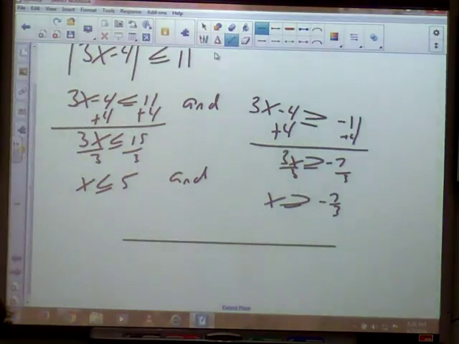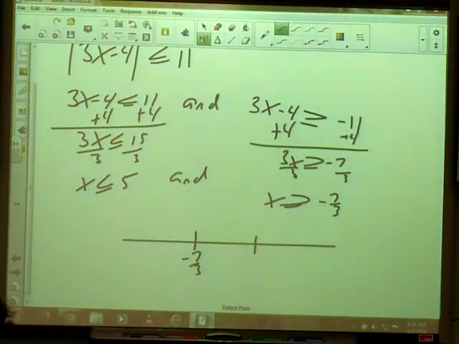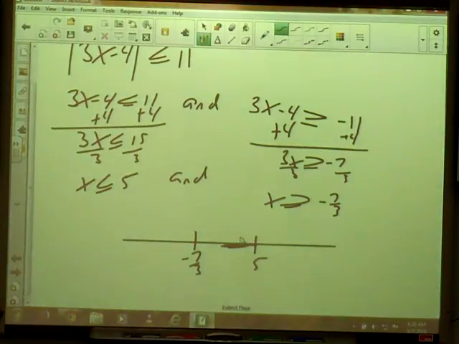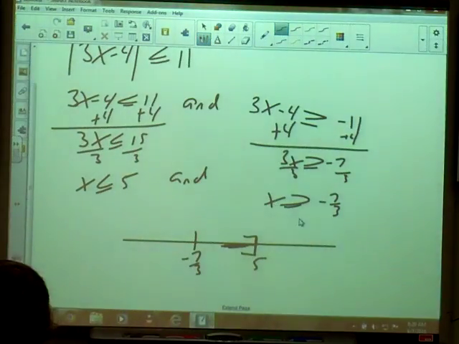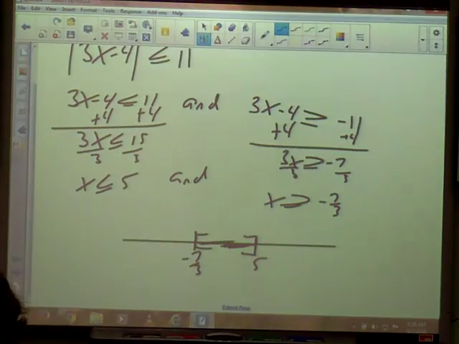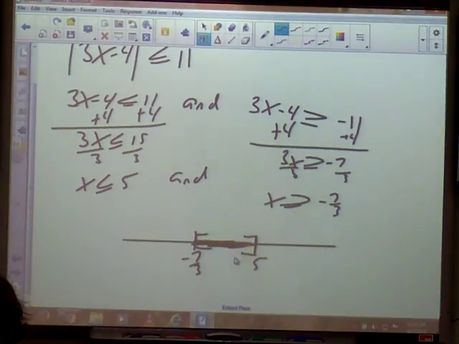Number lines help me visualize. Negative 7/3 is smaller, so it'll be on the left. 5 is greater, so it'll be on the right. This one says I gotta be less than or equal to 5, so less than 5 goes to the left, and it would have a bracket. This one says I gotta be greater than or equal to negative 7/3. Greater than that would go to the right, and it'll have a bracket. So it would be that section that's in between. They're shaded. Remember yesterday I told y'all most of the time ands will be that middle section. So there you see that.